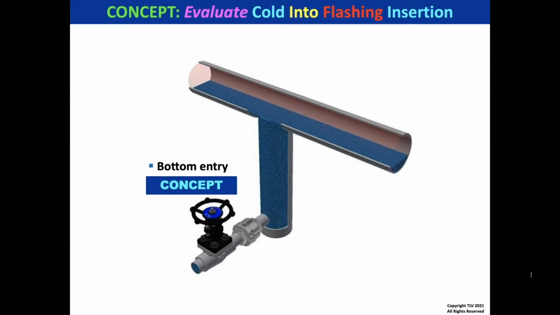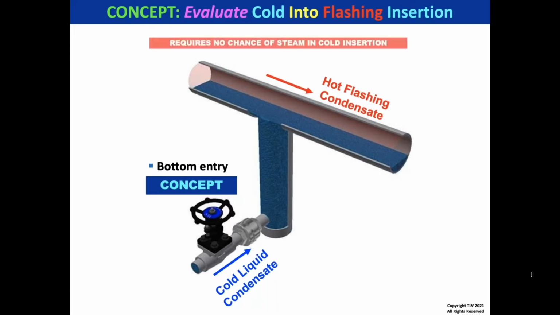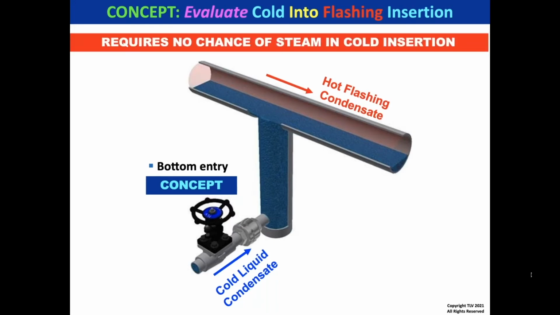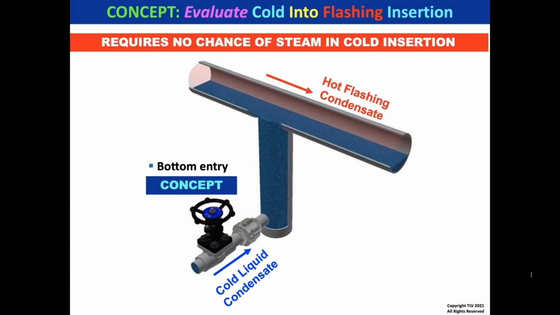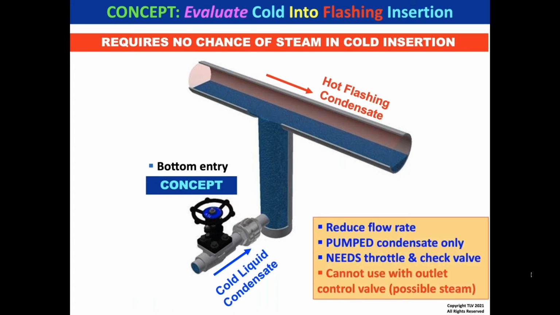It'd be a challenge. You could have a bottom entry concept where you have a drop leg down and you connect it to a single drop leg, and you allow the cold feed to smoothly enter and integrate with the liquid level from the bottom up. But this is an even more severe challenge, because there's no chance of steam getting in, or you would blow that pipe apart with collapse hammer. That'd be very dangerous. So you can't use it with an outlet control valve, only with a pump line.